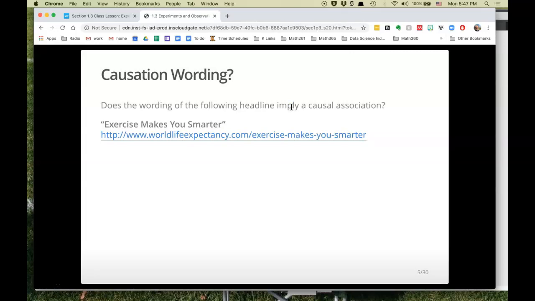Another is, does the wording of the following headline imply a causal association? Exercise makes you smarter. Well, certainly exercise seems like a good thing, but whether this study can lead to the conclusion that exercise makes you smarter, well, I'll let you take a look and see what you decide.